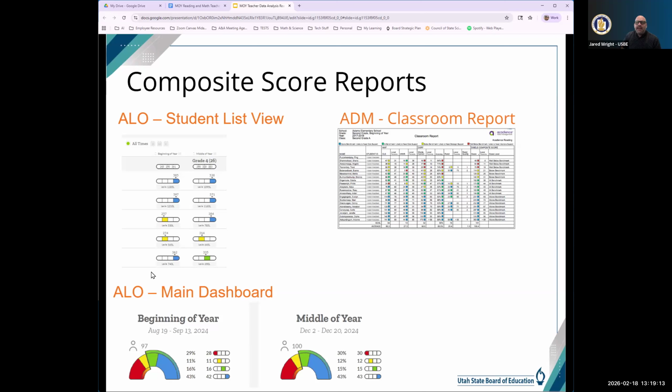And sorry, that question kind of complicated things when in reality I was trying to simplify. But so we have ALO and ADM, and the majority of school districts and charter schools are using ALO because reading is ALO, and so the majority did that for math as well. So we will focus on ALO. There's a student list view, and then there's the main dashboard. Those are two reports that you can use to see the composite scores.